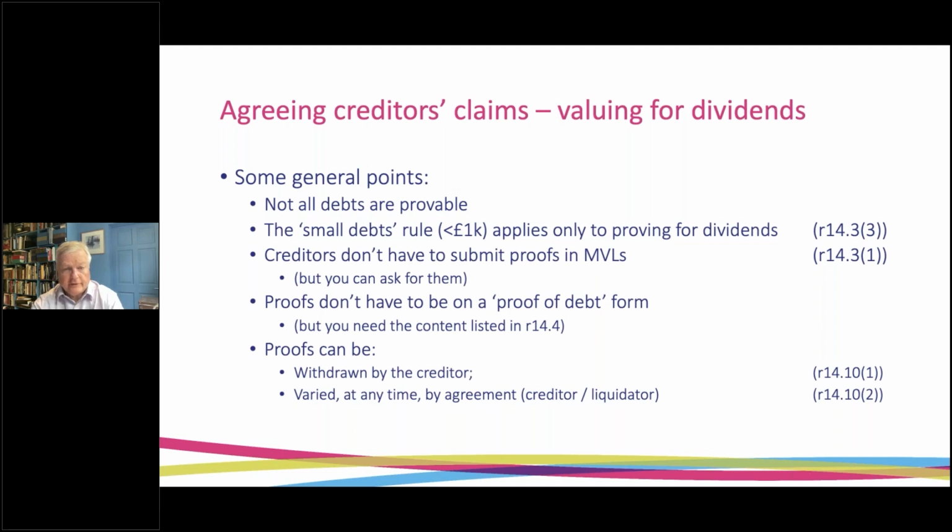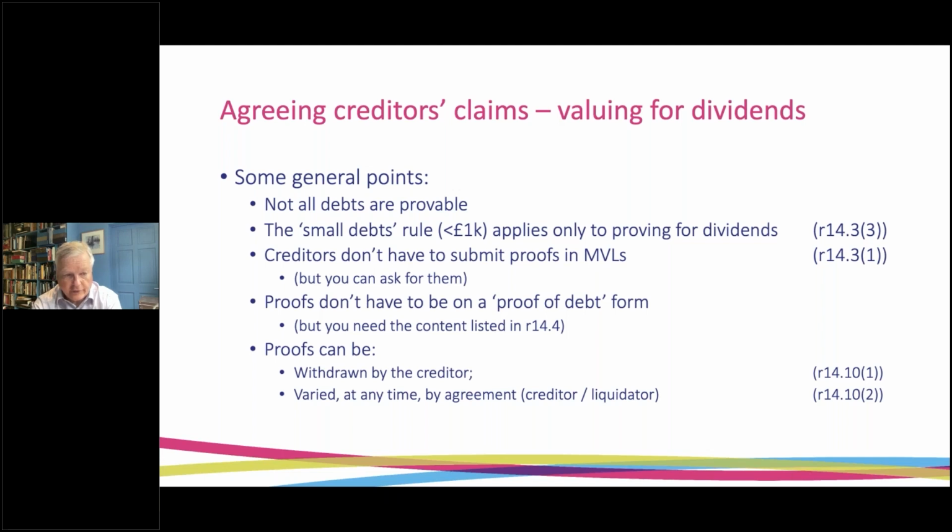Next point there is, if it's a member's voluntary liquidation you're dealing with, creditors don't have to submit proofs of debt in those. You can ask for them if you need them. And proofs don't have to be on a proof of debt form. Now, it's convenient to use the standard form because that contains everything that should be included in a proof of debt form, but if you have enough information without a formal proof of debt form, then you don't have to ask for the information to be duplicated on the form.